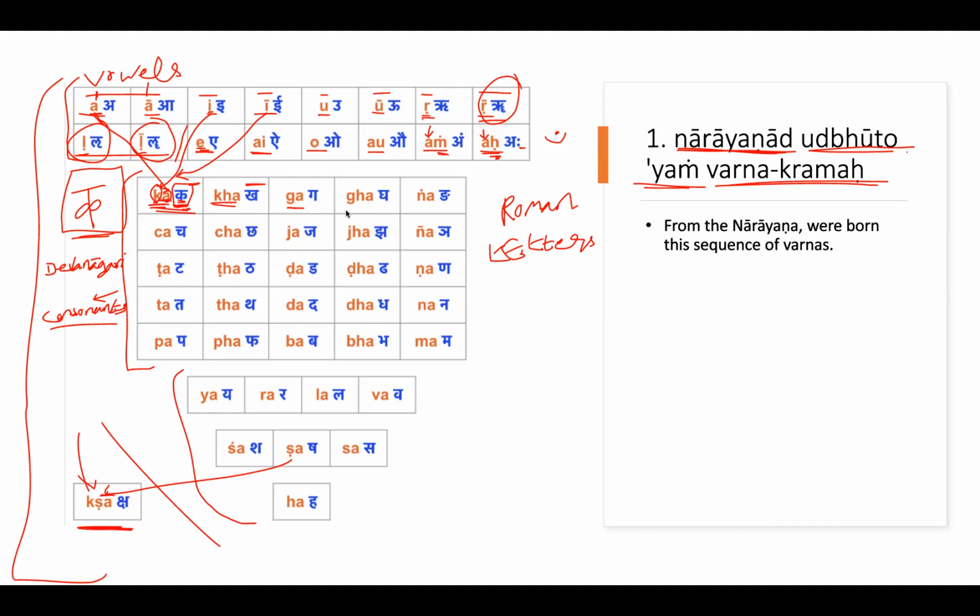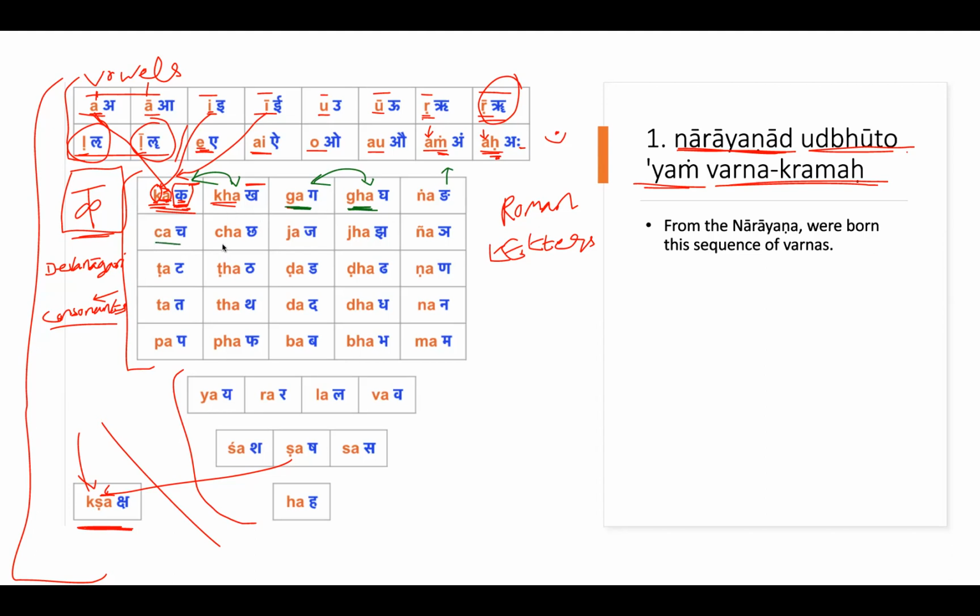Then this letter is similar to this one, ga, but with some air. Gha, gha, with the air. So these two are pairs, and these two are pairs. And then this one is nasal. Nga, nga. Okay, very difficult, but try to pronounce it.